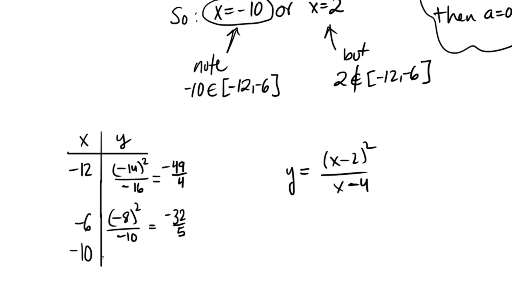Finally, if we put negative 10 into our function, let's see what we get. Negative 10 minus 2 is negative 12 squared. Negative 10 minus 4 is negative 14. So we have 144 over negative 14, which is negative 72 over 7.